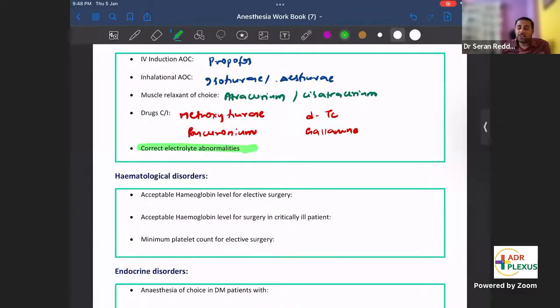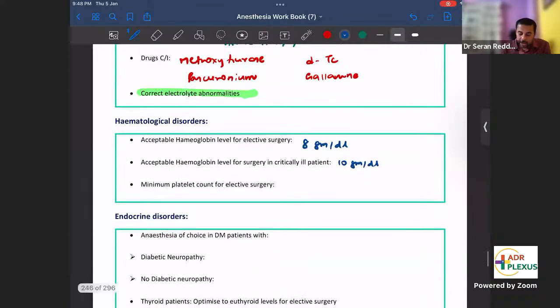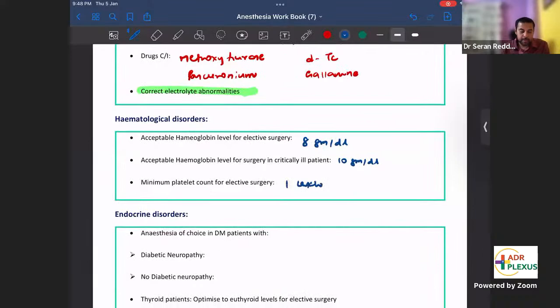Then coming to hematological disorders, nothing but acceptable hemoglobin. These guidelines keep changing, but remember, roughly acceptable hemoglobin level for elective surgery is 8 grams per deciliter. For surgery in a critically ill patient it is 10 grams per deciliter. And the minimum platelet count for an elective surgery is 1 lakh.